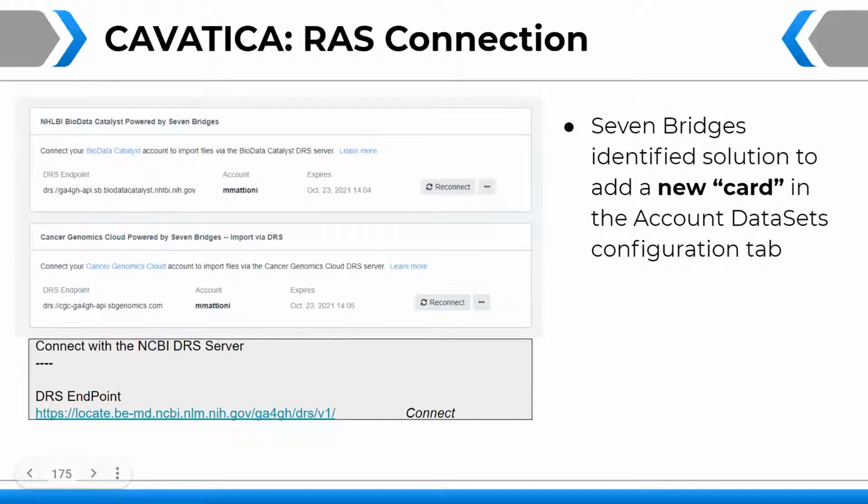The user is going to have to connect to that DIRS endpoint, that new endpoint that is from NCPI within Seven Bridges. So the Seven Bridges team is just proposing to add this card to make that easy for the user to connect. Next slide.